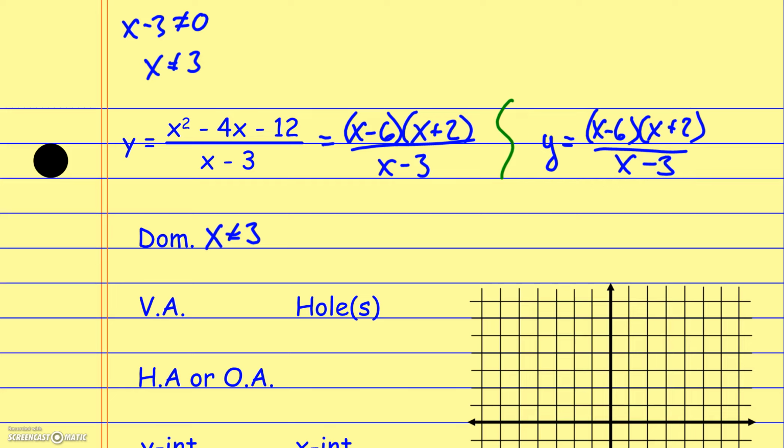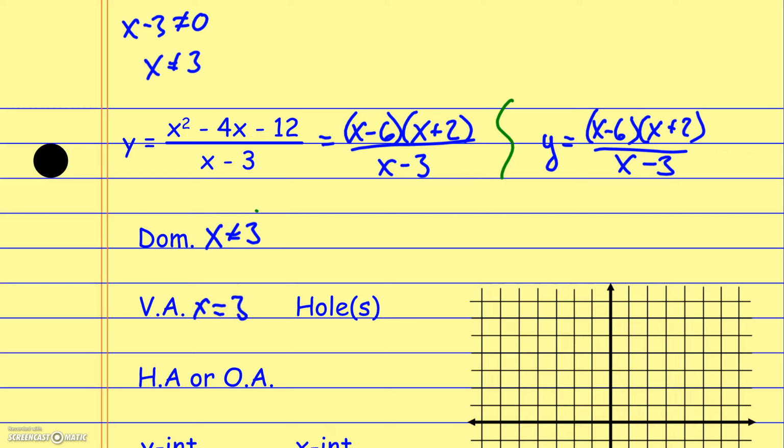All right. So now I look at my domain restriction. I only have one, and this domain restriction is either a vertical asymptote or a hole in the graph. So I look, did it get canceled out, or is it still there? And if it gets canceled out, it's a hole in the graph. If it doesn't get canceled out, it's a vertical asymptote. Since this one does not get canceled out, it's a vertical asymptote. Okay. So x equals 3 is my vertical asymptote.